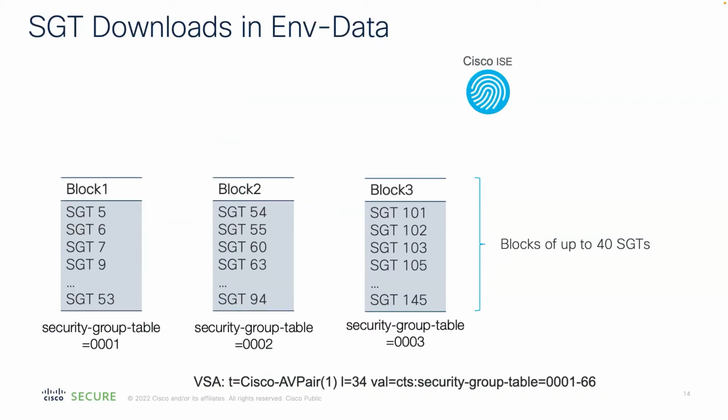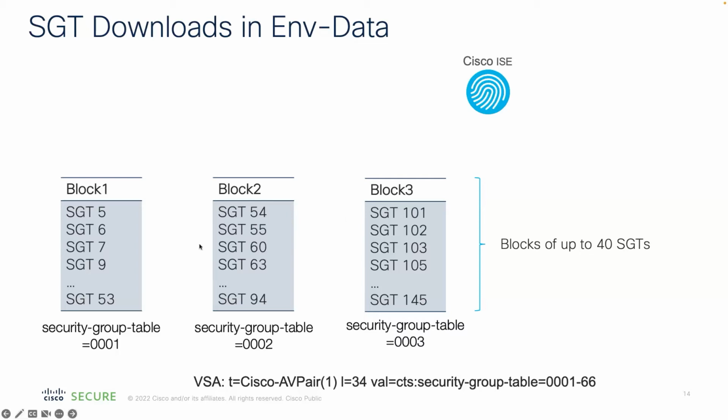Now, if you've looked at the environment data download in detail, you will see that the environment data is split up into different blocks or different tables. Now, this was actually an enhancement made. I can't remember what release it was in, but previously, if you updated an SGT or if you added one on the end, it would have to refresh the whole table for any change. And if there's a large number of SGTs in the whole table, then that takes up resources and time.